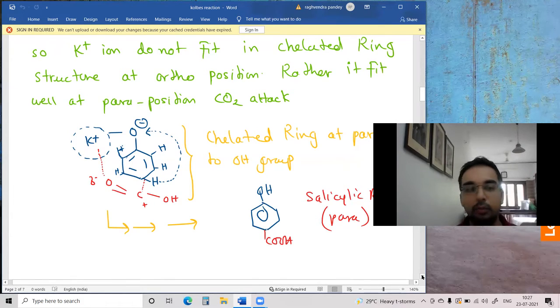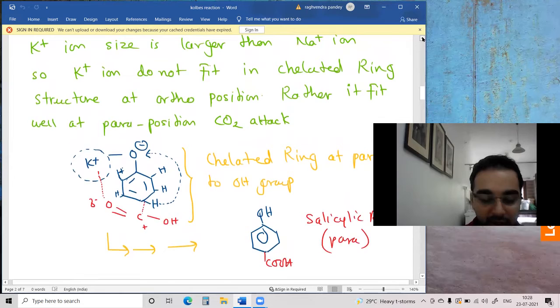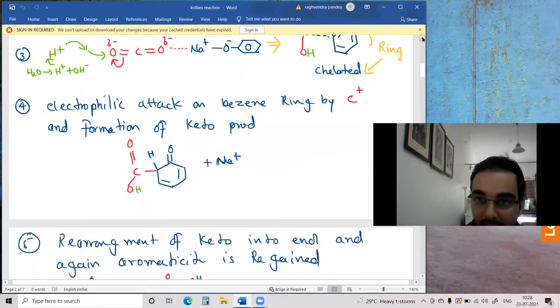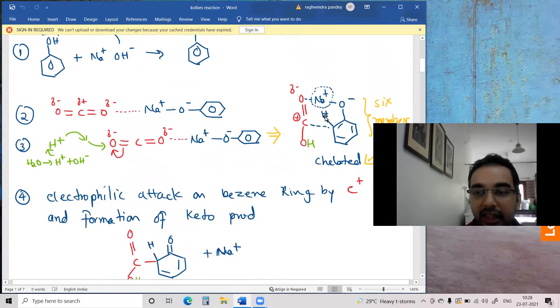So this is the potassium ion problem, because it's of large size. It doesn't allow the carbon to attack on the ortho position. And this ortho position cannot be attacked because of this bond. This bond is not strong, but it doesn't allow carbon to go around and come here, because the oxygen is attracted to potassium. That's why I told you this ring is very important, even for the potassium, and also for the sodium, the ring is very, very important.